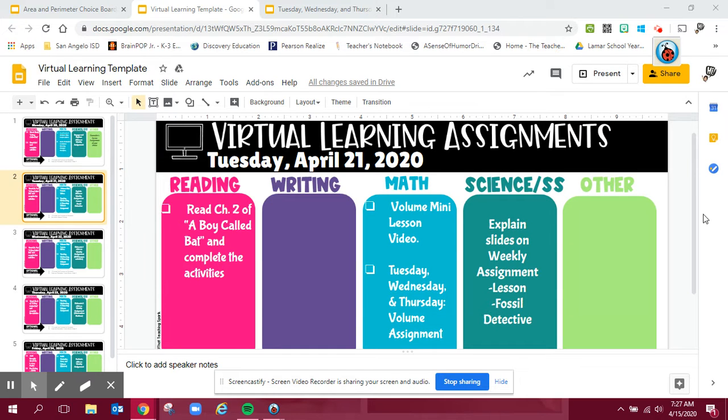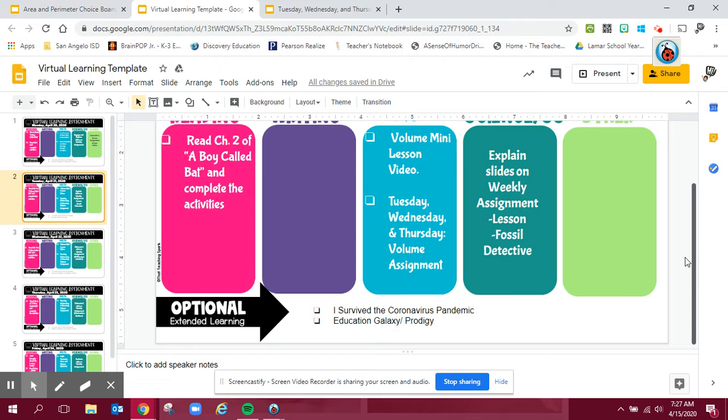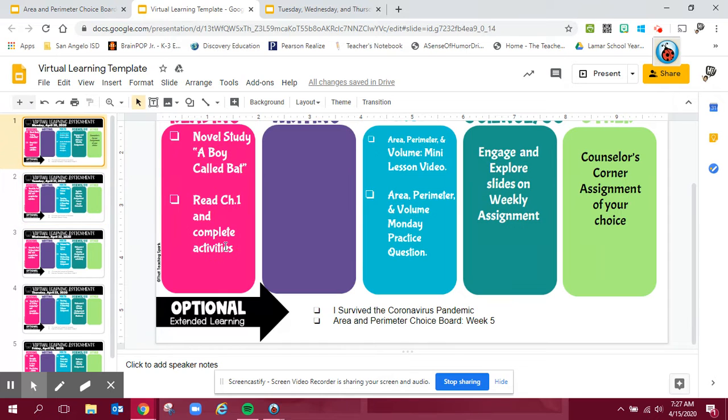So at the bottom of your virtual learning checklist, I put on here that you can do Education Galaxy and Prodigy if you finish, but I also put in here an area and perimeter choice board. So I'm going to show that to you real quick before we start our notes.